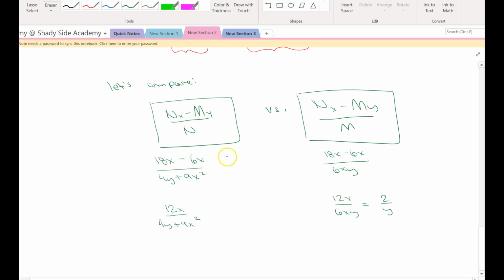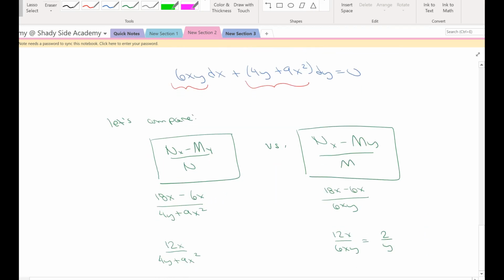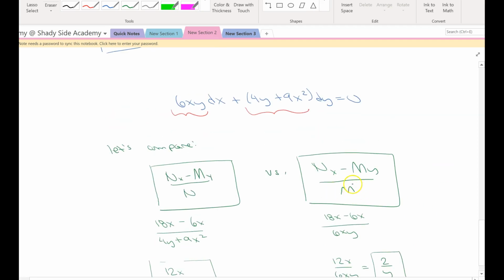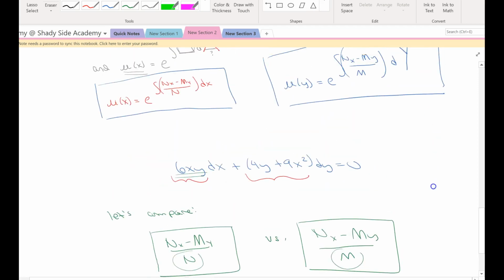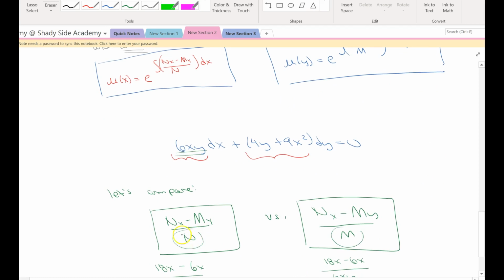The numerator is the same, but look at the denominators, right? If you look at the denominators, you will see that the result is either here or here. Whoops, I boxed too much. Either there or there. So the takeaway here is, it depends on the denominator. If M is simpler, choose the integrating factor where the assumption is made that mu is just a function of y. If N is simpler, choose the integrating factor where mu is assumed to be just a function of x, okay?